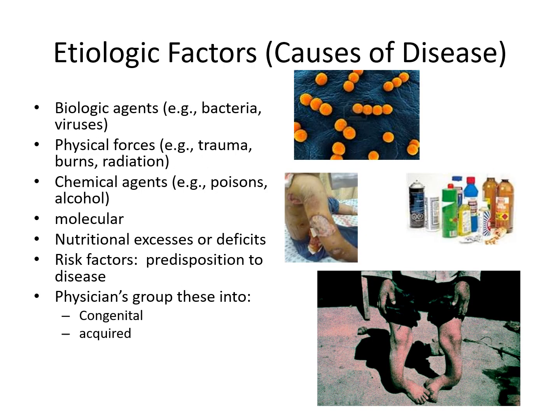The causes of disease are known as etiologic factors. These agents can be biologic, such as bacteria and viruses. They can be physical forces, such as trauma, burns, or radiation. They can be chemical agents like poison or alcohol. They can be nutritional excesses or deficits. And there can be a molecular source, such as in sickle cell anemia, where a gene mutation results in the insertion of a valine amino acid at position 6 instead of a glutamate.